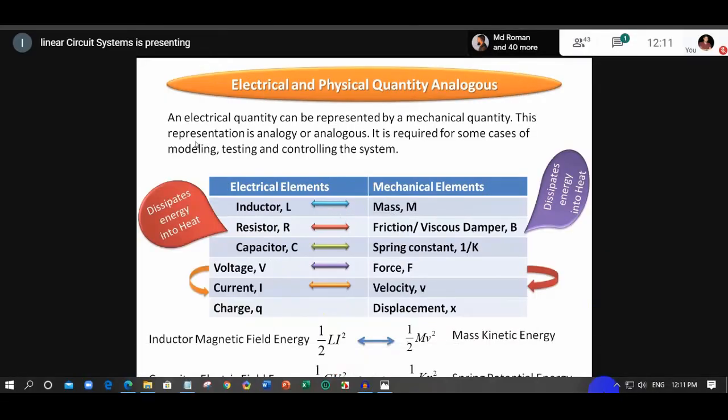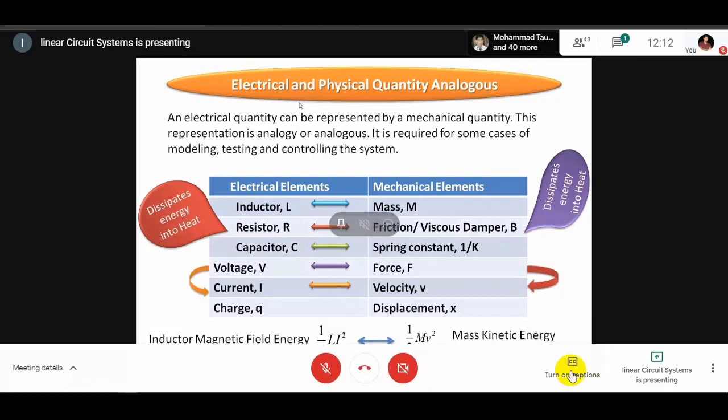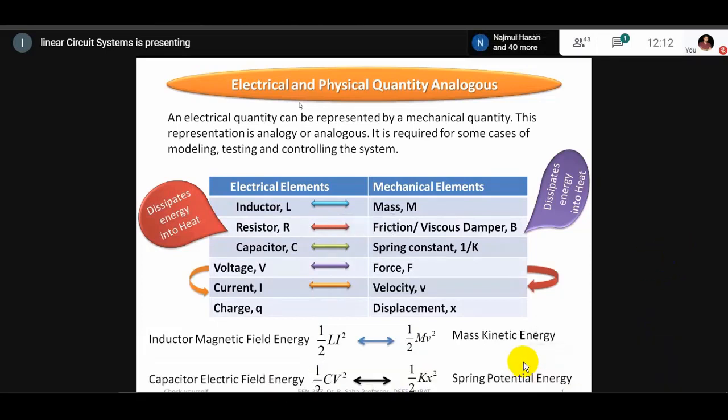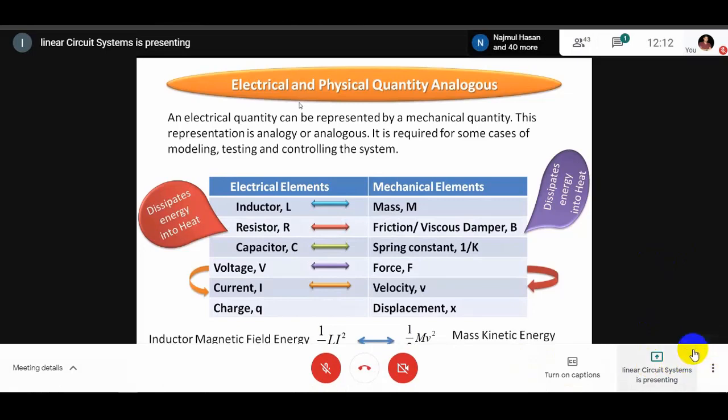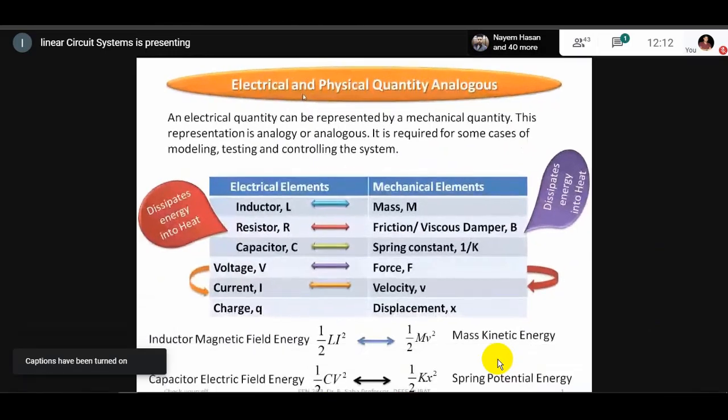So today we are going to study the electrical and physical quantity analogous system. As we know, in our daily life, two systems are always with us. If we want to move something, that is mechanical. Such as a motor, which is itself a mechanical device, but when it's connected with electricity, it produces some work, and then we consider that the electrical component, right?